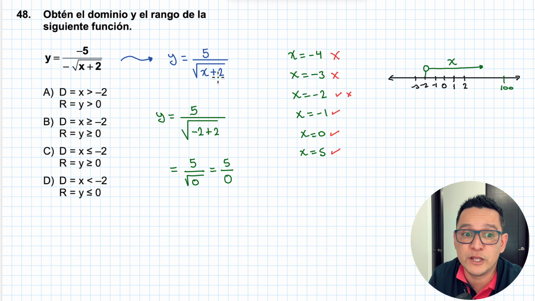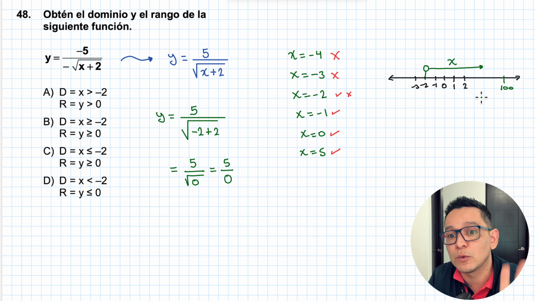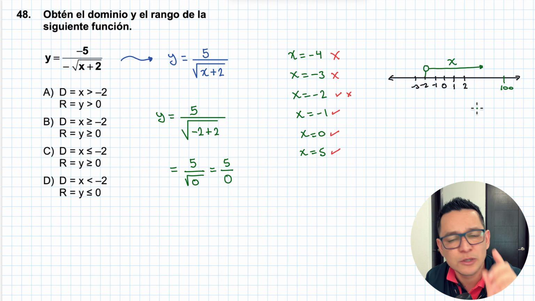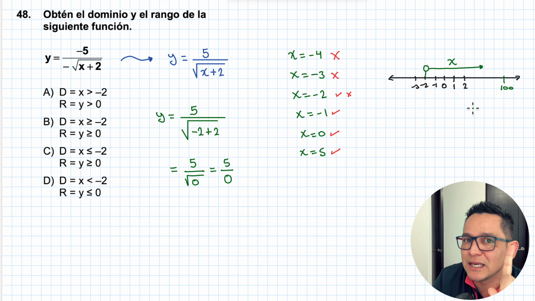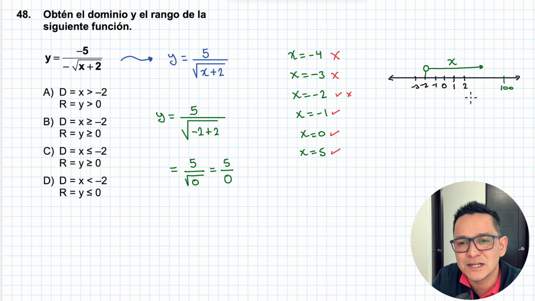That means, for example, that I can put 100 for x, so it would be 100 plus 2, which would be 102. And then we would have 5 over the square root of 102. And that's possible, right? So, we can take any value that's greater than -2.